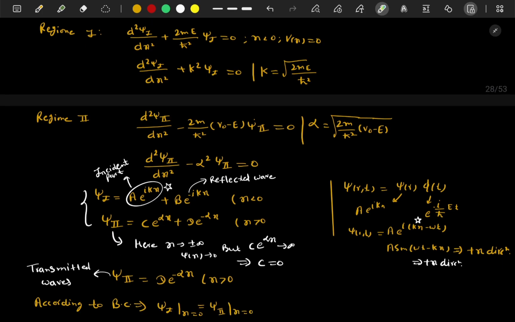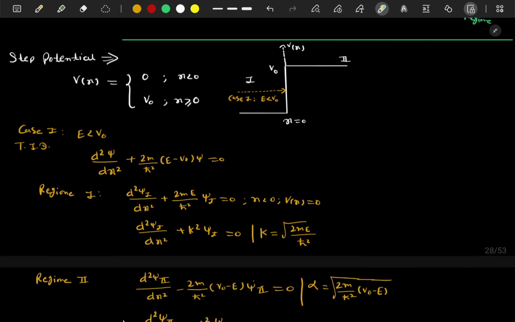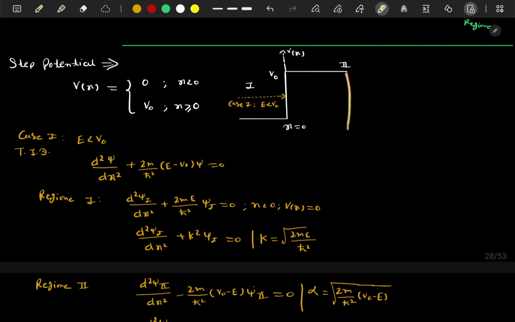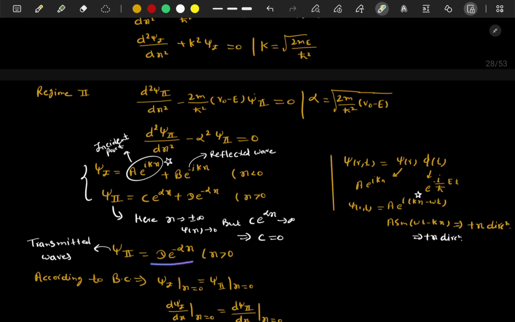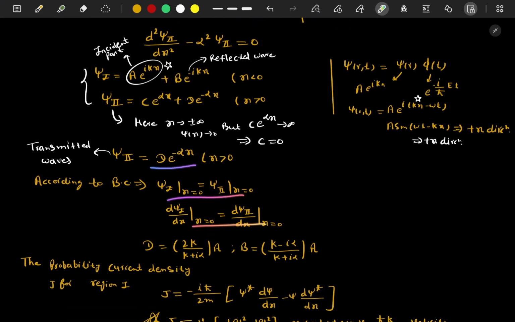So look at psi second. What is happening here at x equal to infinity? It is giving us an infinite value, which is not possible. Okay, so C will be 0, and we are only left with D e to the power minus alpha x. What is this representing? It is representing the transmitted wave, because in the second region there is no boundary, so there is no question of reflecting it back. It can only go through; it can only transmit through this wall. That's why C is 0 and only the D part will be there. Now if you apply the boundary conditions, same thing, we'll get coefficient D and coefficient B.